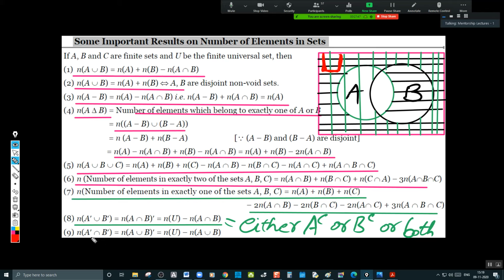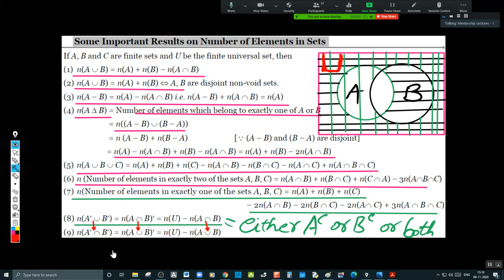Similarly, n of A complement intersection B complement is nothing but just the reverse of this. Everything will be reversed. Reverse means union becomes intersection, intersection becomes union. This of course remains the same. This will be reversed.